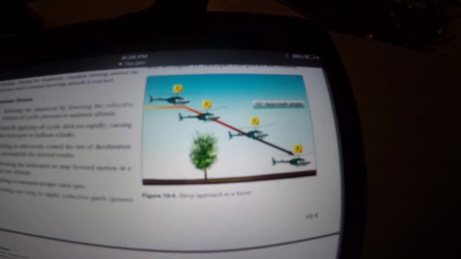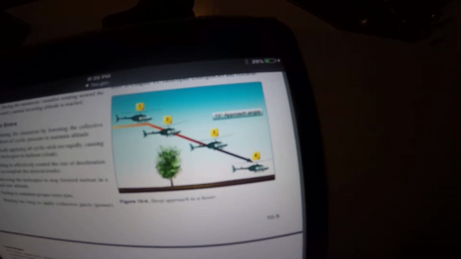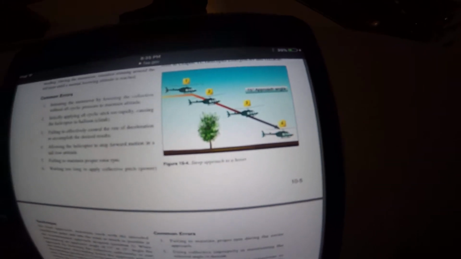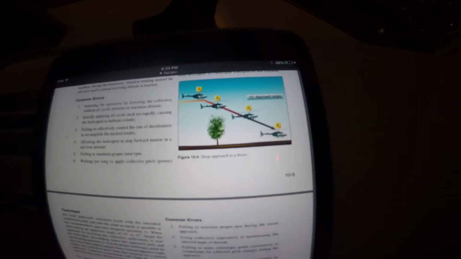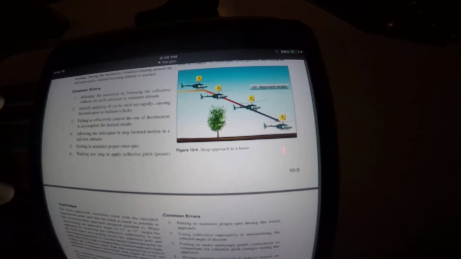The intended touchdown point may not always be visible throughout the approach, especially when landing to a hover. Pilots must learn to cue into other references that are parallel to the intended landing area that will help them maintain ground track position. Constant management of the approach angle and airspeed is essential to any approach.